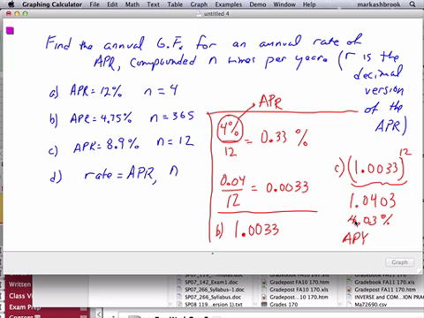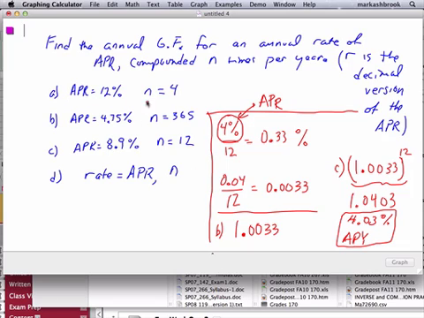Your actual yield is a little bit higher because of the way that they started out calculating the monthly interest by dividing by 12. So the APR is the number that's usually given, but with compounding, the yield is a little bit better.